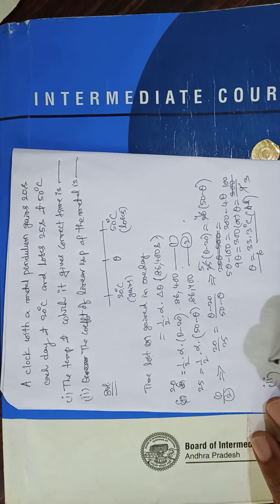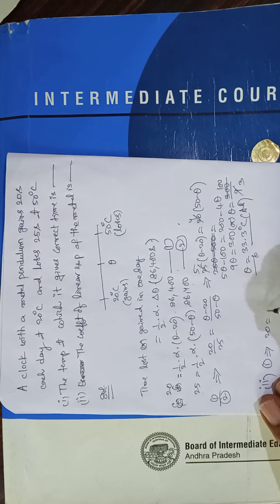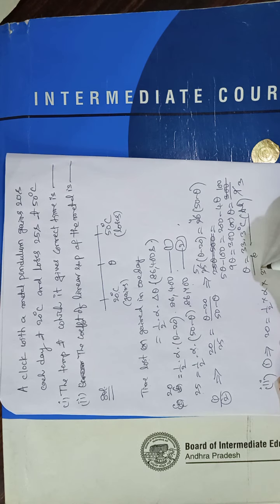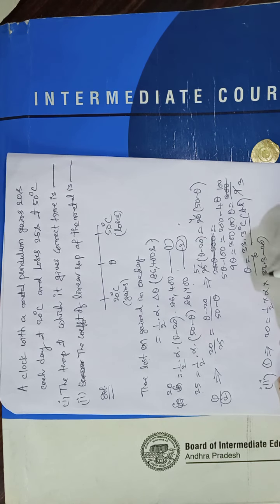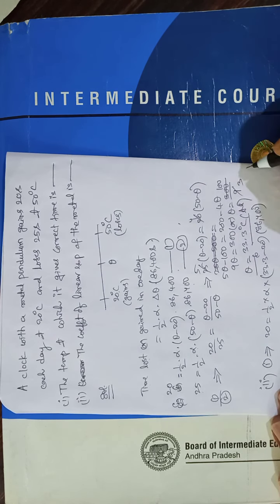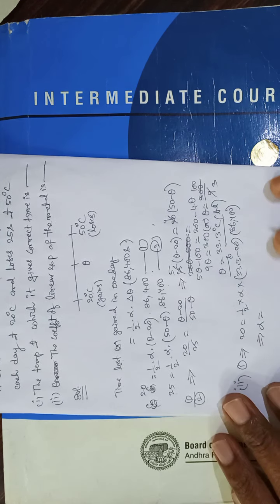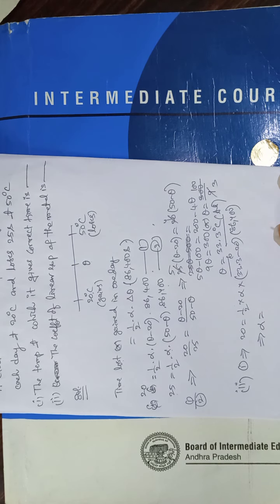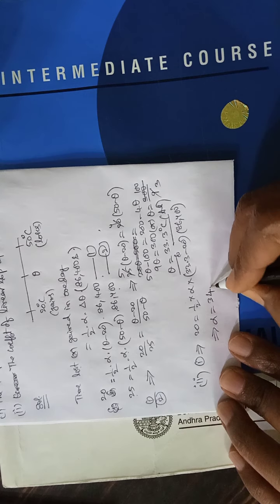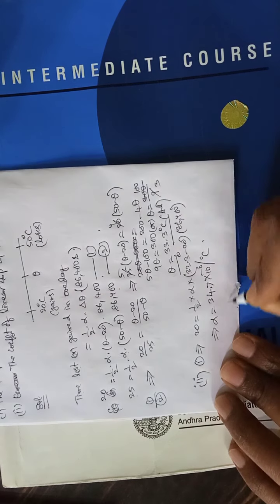Let us choose the first equation. First equation: 20 is equal to 1 by 2 into alpha into theta minus 20, that is 33.3 minus 20, into 86,400. From this we get the alpha value: 34.7 into 10 to the power of minus 6 per degrees centigrade.